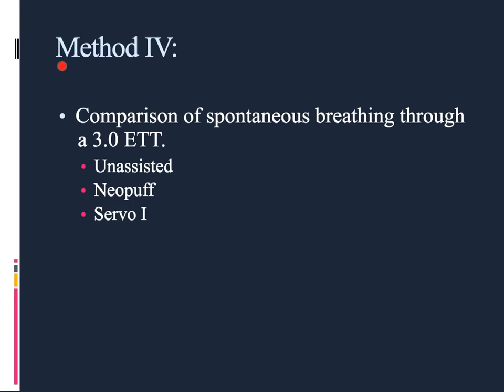Now, one of the last things I did was I looked at, well, when we have an intubated patient who's spontaneously breathing through a 3.0 endotracheal tube, what's the effect of that? So we don't use something like the CPAP for an intubated patient, but sometimes we do use the NeoPuff for short periods of time to allow the patient to spontaneously breathe when we've intubated them, say, in the case room. So what's the difference between allowing a patient to spontaneously breathe through that 3.0 endotracheal tube comparing the NeoPuff to something like the servo-I ventilator? So let's take a look at that data.